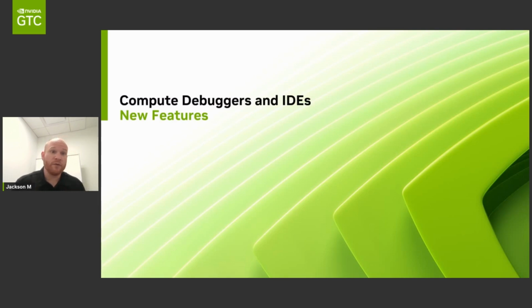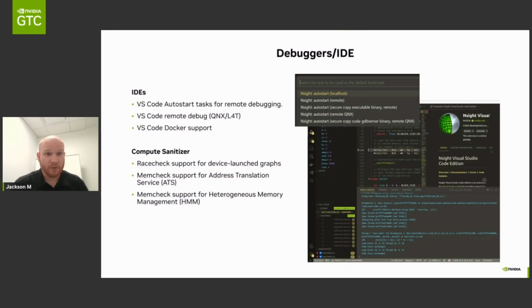So now let's do a quick overview of the new features for our debuggers and our IDEs. For our IDEs, VS Code has added auto start tasks for remote debugging. These are basically quick scripts to do common tasks without needing to manually input the same commands over and over. It's also added support recently for remote debugging for QNX or L4T targets. This is very important for Drive OS users, people in the auto space. QNX is a common operating system, so we've made sure to support those users as well, and support for Docker.